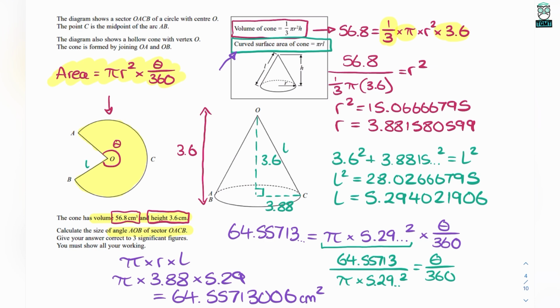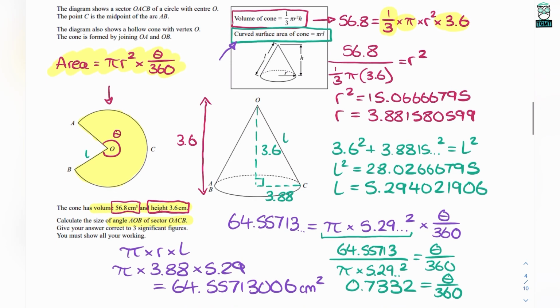64.55713. I don't necessarily need to write the 006 in, that's not going to make much difference now. And then divided by pi times 5.294021906 squared. Click equals. And there we go, that gives us 0.7332 and some more numbers, and that equals theta over 360. Okay, so I've got one more step, because I've now just got to multiply by 360, and that will give me the full angle, and we'll be finished there.